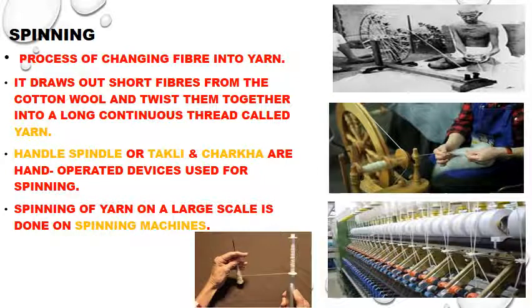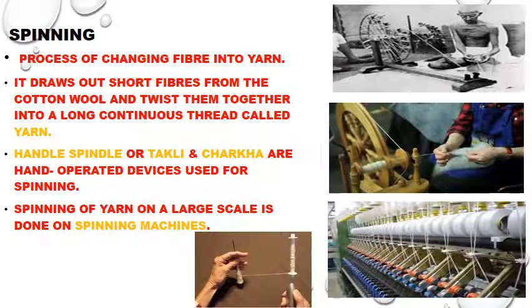Now, the fibers obtained from plants and animals are converted into yarn, and this process of changing fibers into yarn is called spinning. In this, short fibers are drawn out from the cotton wool and twisted together into a long continuous thread which we call yarn. On a small scale, spinning is done by hand spindle or thakli and charkha, and on a large scale, it is done on spinning machines.